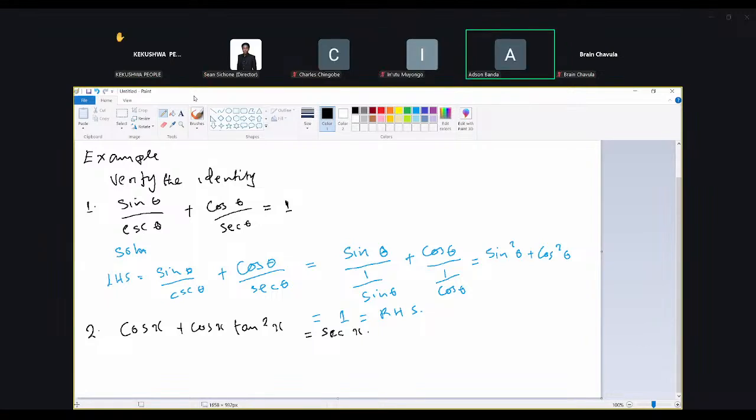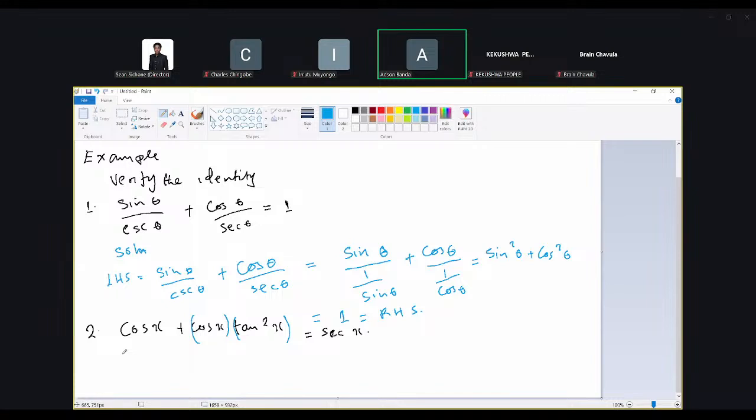Is there any question? Someone wants to say something? Yes, sir. Go ahead, please. Is there a plus between cos x and tan squared there? No, there isn't. It's a multiplication. I haven't put the brackets. So we are multiplying. Okay. Any other clarification?